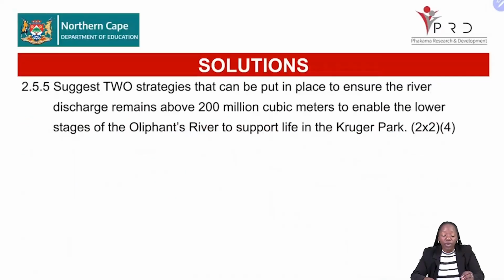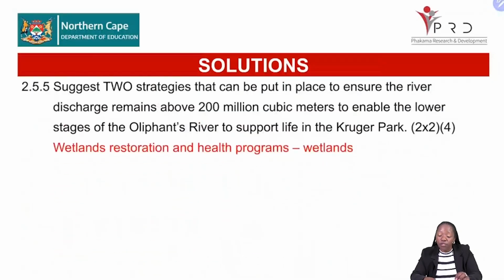Then we're looking at our 2.5.5. You suggest two strategies that can be put in place to ensure that the river discharge remains above 200 million cubic meters to enable the lower stages of the Oliphants River to support life in the Kruger Park, another 2x2.